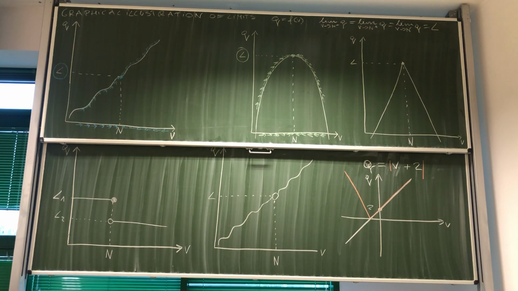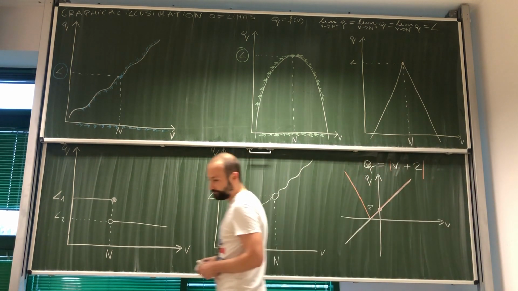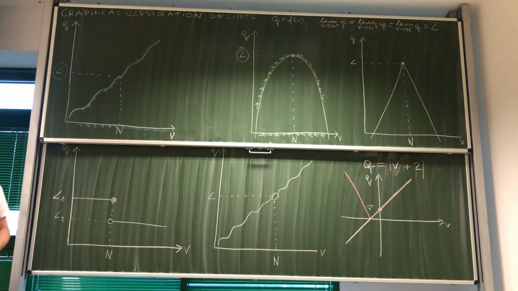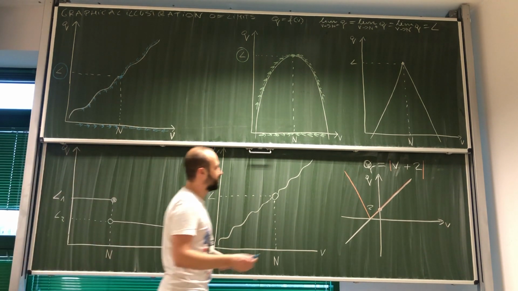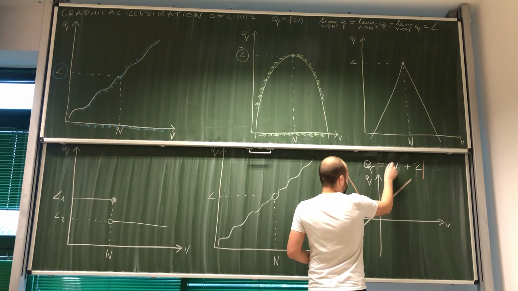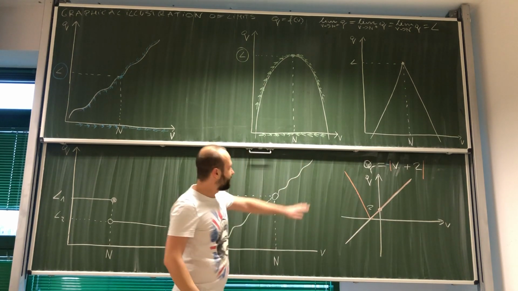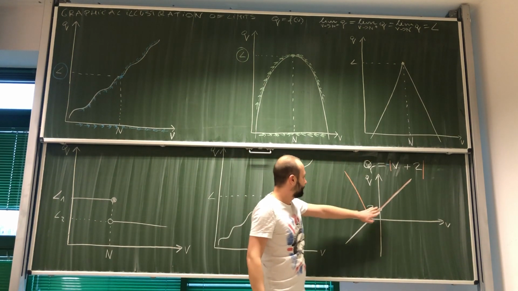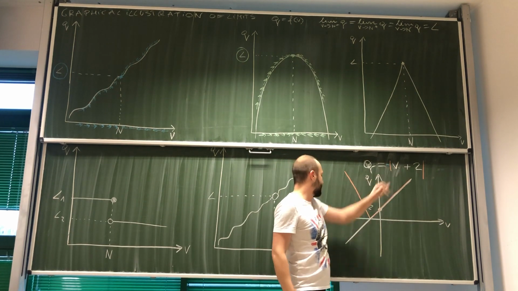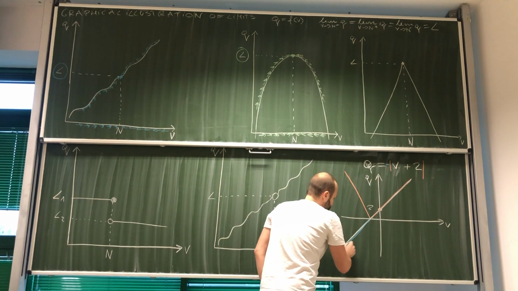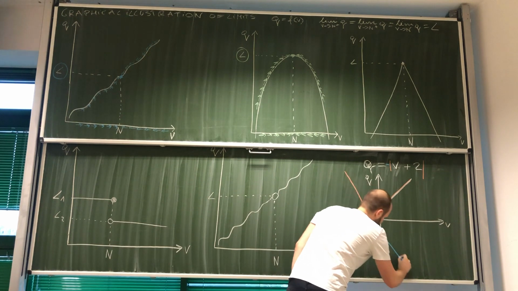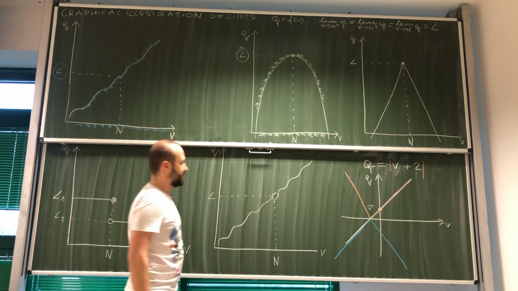Now, if I would impose, for example, a minus in front of this absolute value, what would happen? Everything that used to be positive becomes negative. So now the function would look like that.